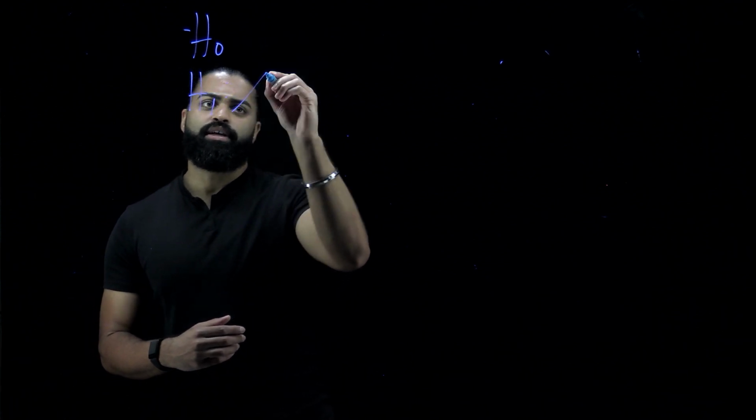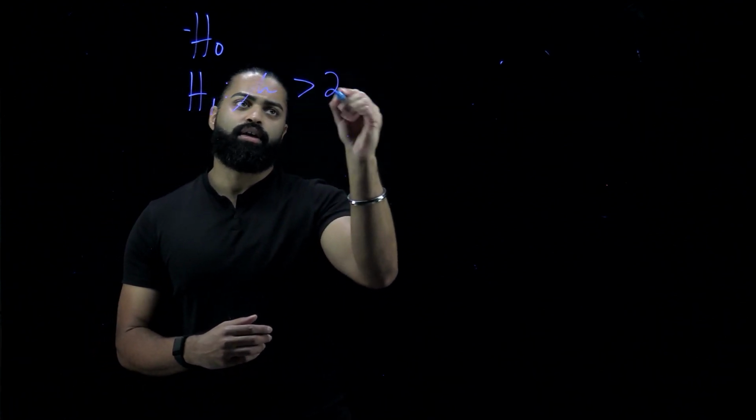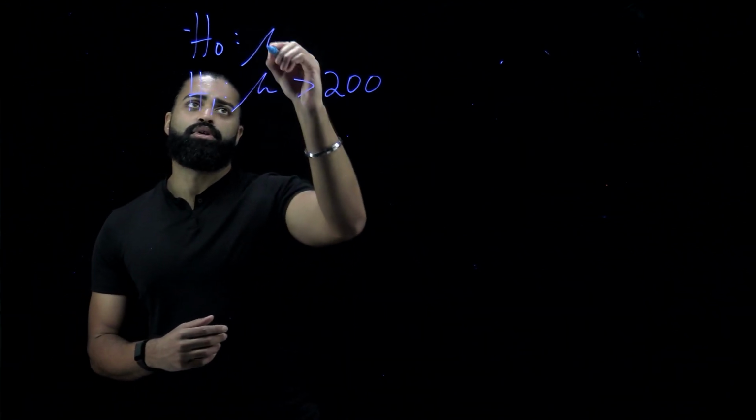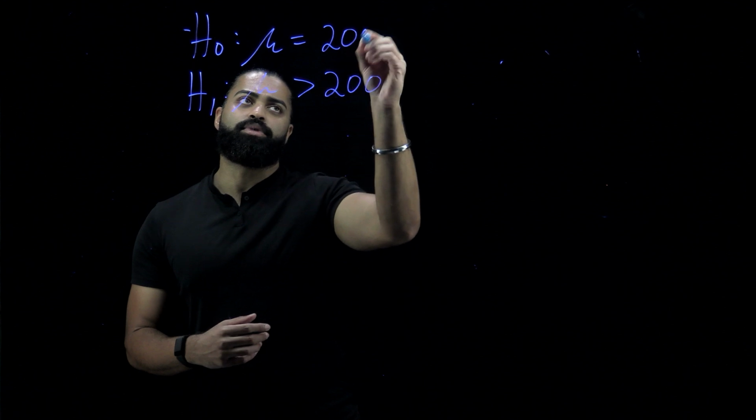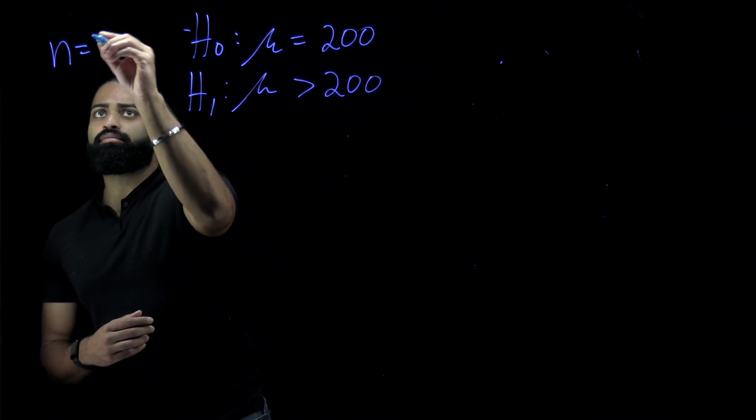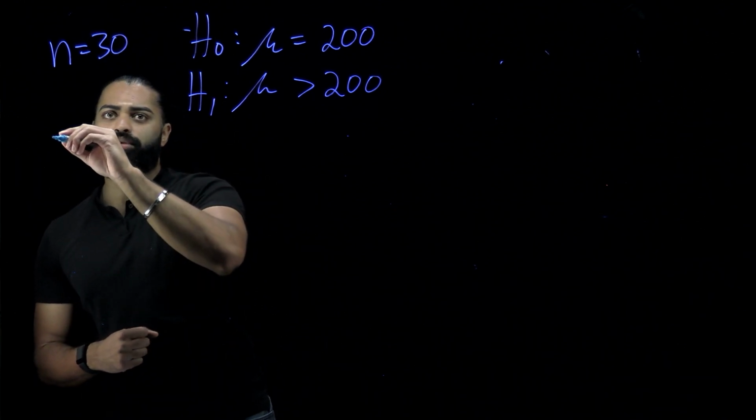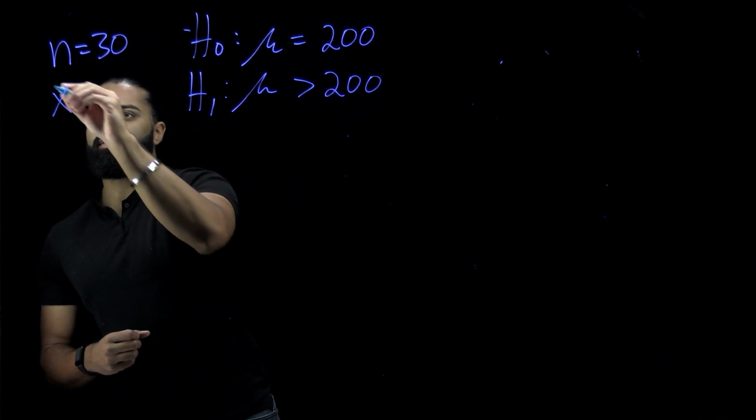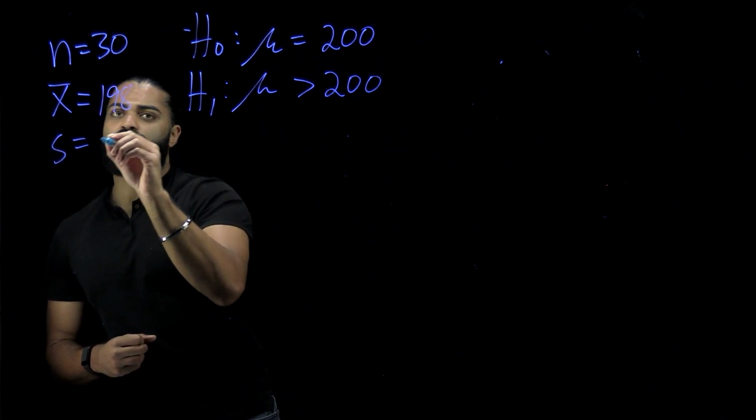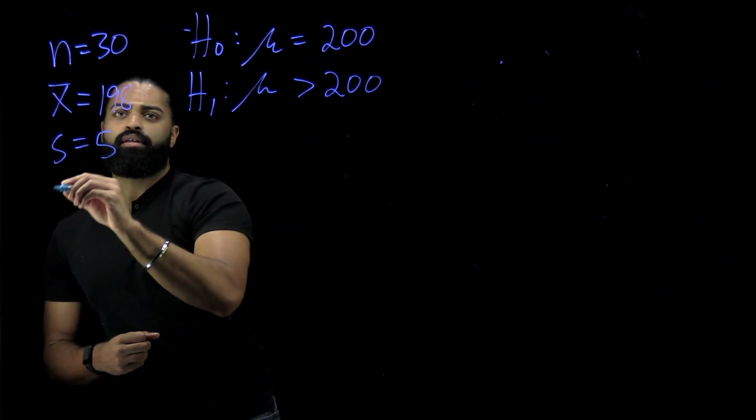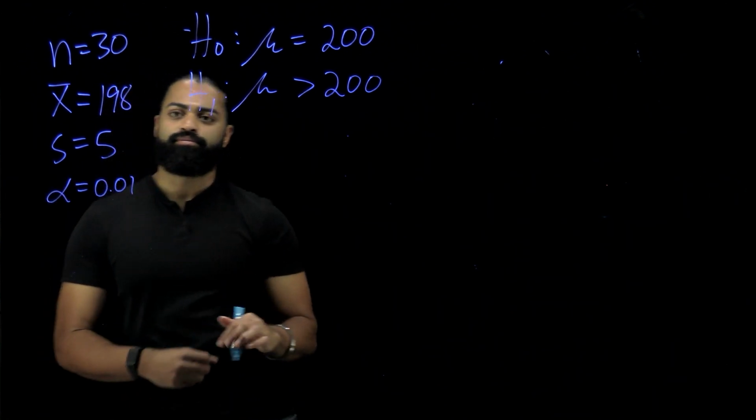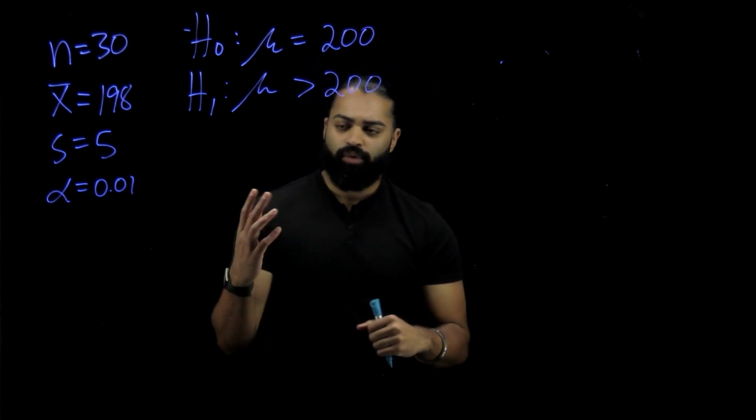The alternative is mu is greater than 200 grams, meaning our null is going to be mu is equal to 200 grams. Now, I give you a sample of 30, a sample mean of 198, standard deviation of 5, and then alpha is 0.01. So all important things that you need. We're going to go through the same steps.